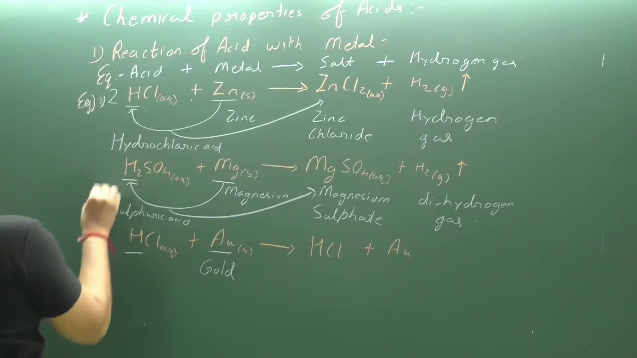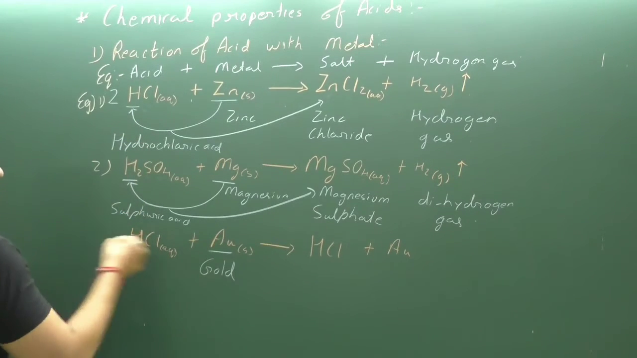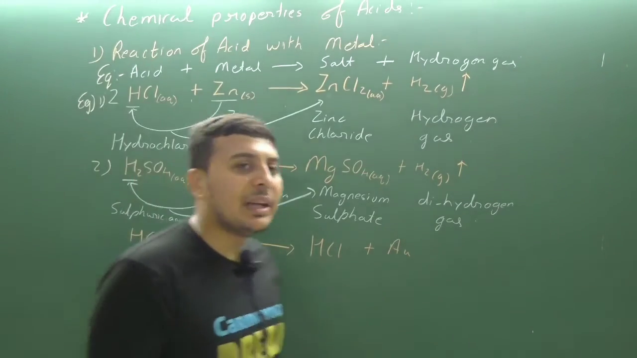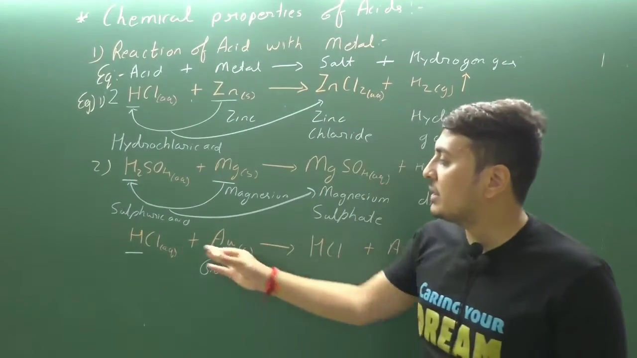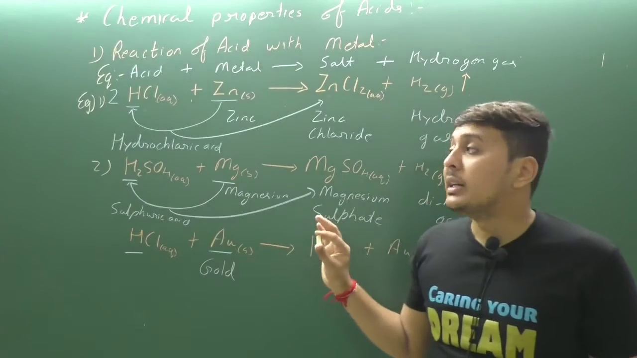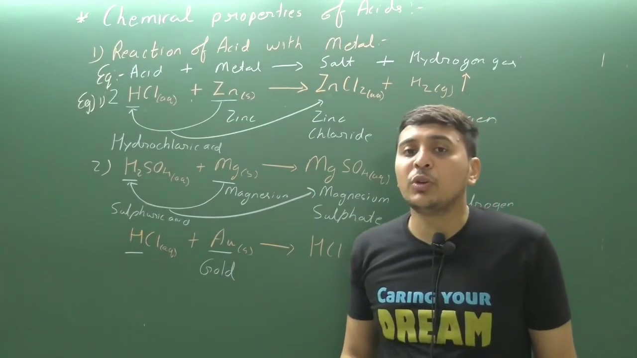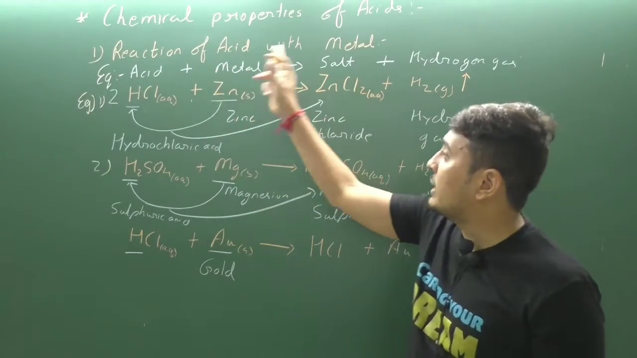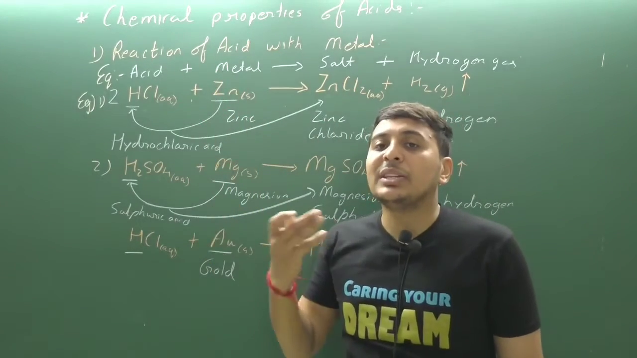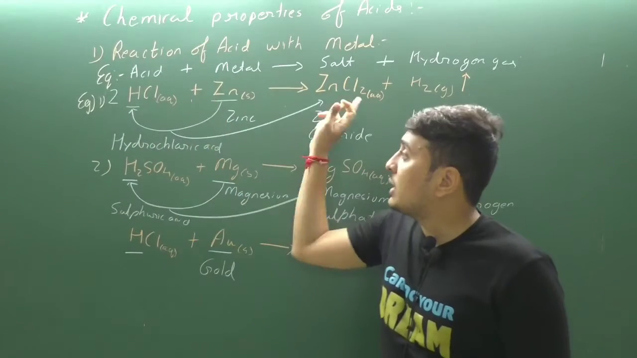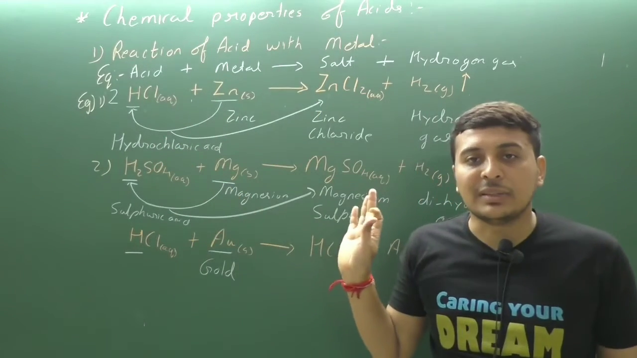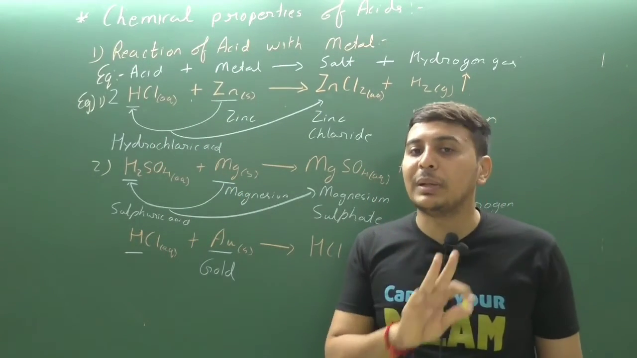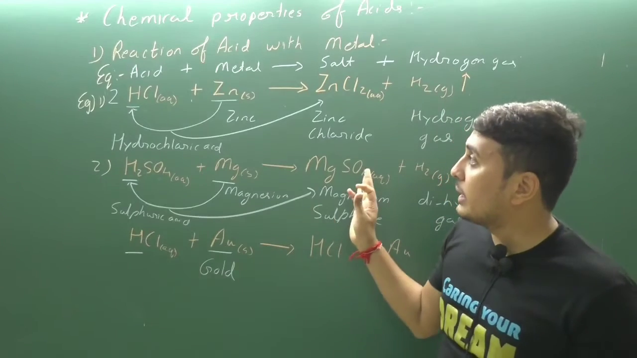Example 1, example 2, and this is not an example. Why? Because here gold is less reactive than hydrogen, so it cannot react. So you can also write 3, 4 more examples. Clear? So first the name of the property, then the word form explanation of the property, then the equation, and then minimum 2 examples. Clear? Getting it?